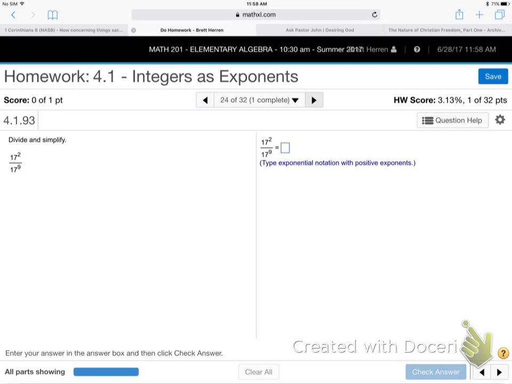There we go. So 17 to the 2nd over 17 to the 9th. Try that one. Finish that one up. So what are those powers going to do? Subtract: 9 minus 2 is 7. The bigger one's on the bottom, so it ends up on the bottom, and you just put a 1 on the top. Is that okay? Does that make sense?